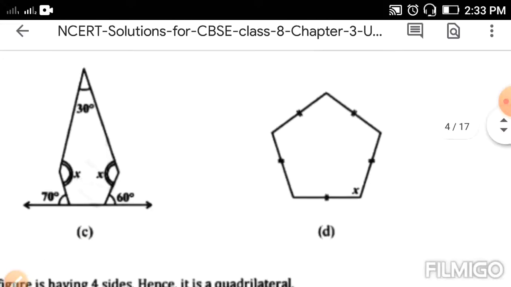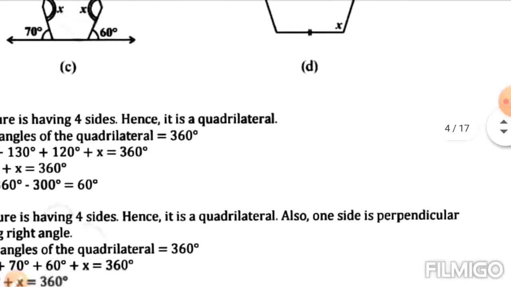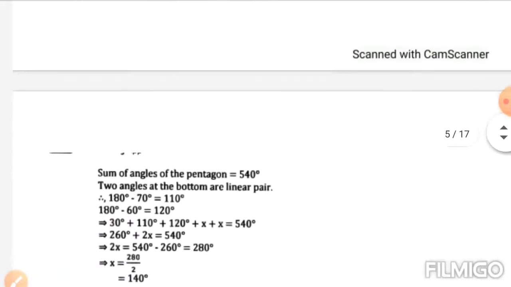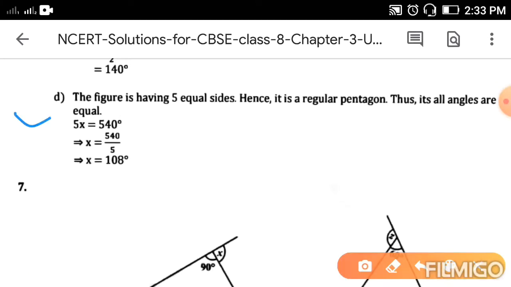This is the symbol that shows that all the sides are same. Okay, so 5 sides are there, 5 angles are there and all sides are same. If all sides are same, then all the angles also will be same. It means this given figure is a regular pentagon. You can check. The figure has 5 equal sides, hence it is a regular pentagon. Thus all its angles are equal.